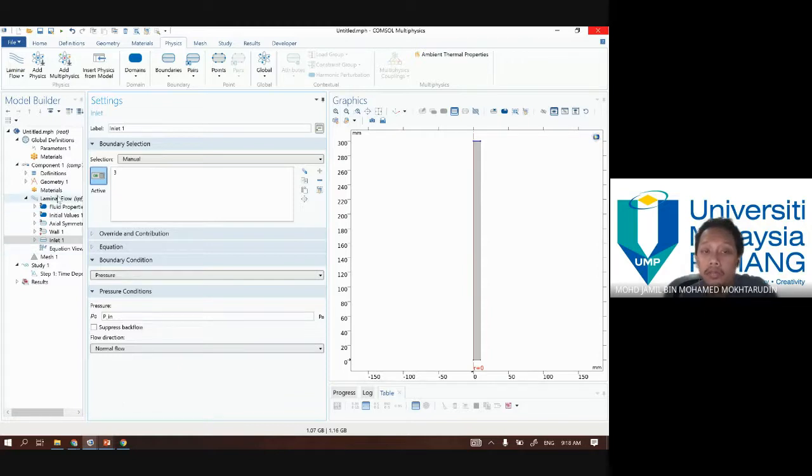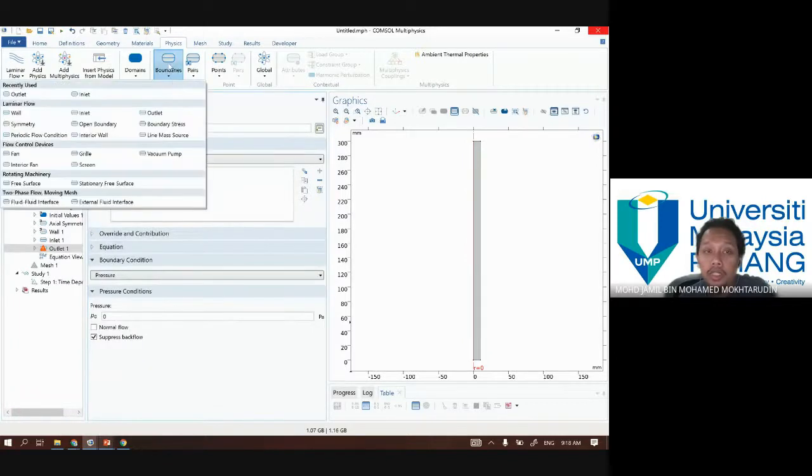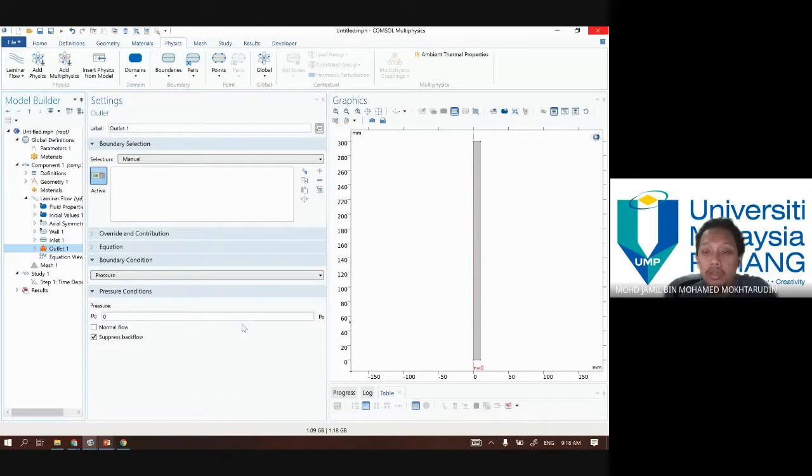And then you need to define the outlet. Again, right click, choose outlet, or you can go to physics tab and choose outlet. For the outlet, you choose the bottom boundary, and then change the boundary condition to pressure, and the pressure equals P out. Oh, P out is not defined here. Okay, P out. And then suppress backflow. Your P out will be in yellow because you need to define it elsewhere later.